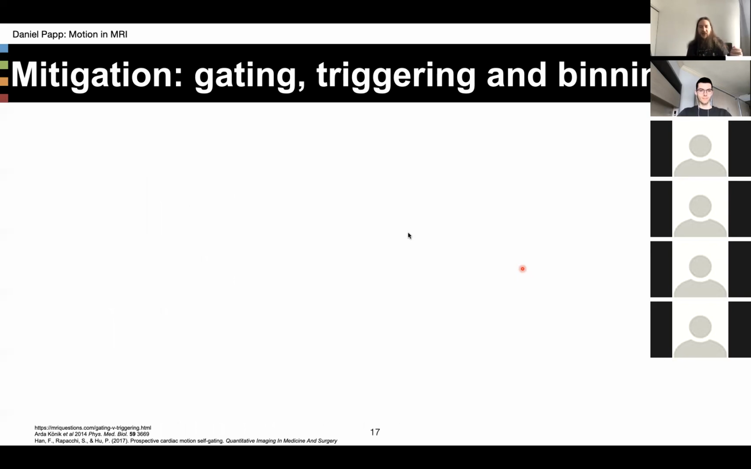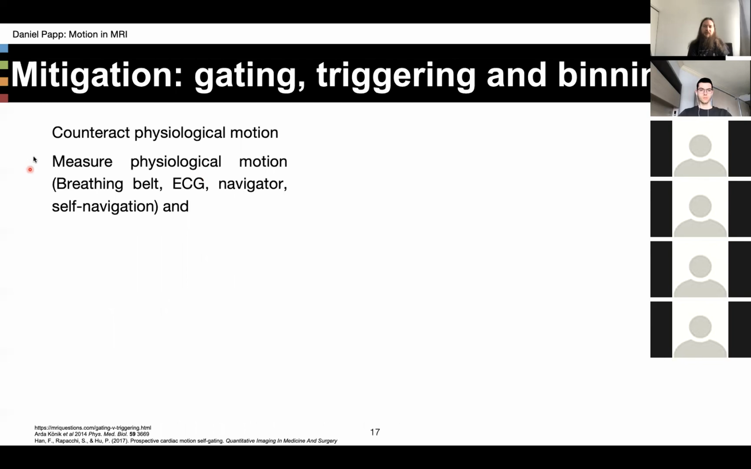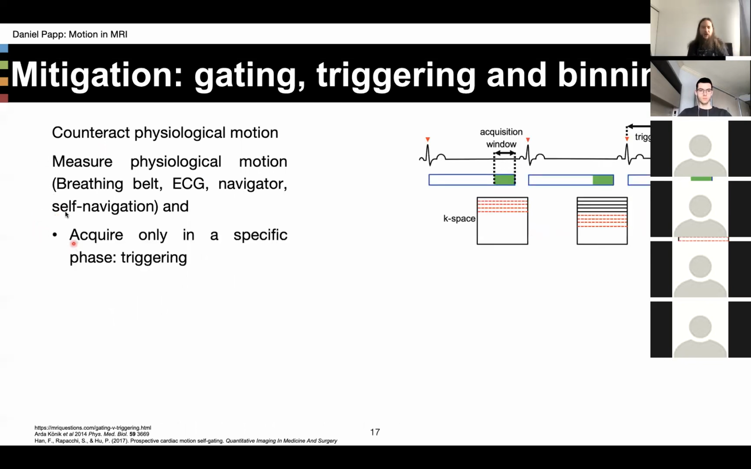Last mitigation is gating, triggering, and binning. So these are all things to counteract physiological motion. And what we do is we measure it somehow. We'll just put aside how we measure motion. We just measure it. And then we either acquire our data only in a specific phase, that would be triggering. So here we have this heartbeat, and then sometime after the heartbeat, we know that we need to acquire. So heartbeat, oh, enough time has passed, the trigger delay has expired. Now let's acquire our k-space. We acquire some. Next heartbeat, we acquire some more. Next heartbeat, we acquire some more.